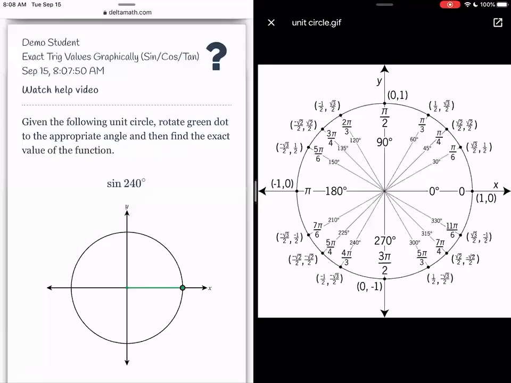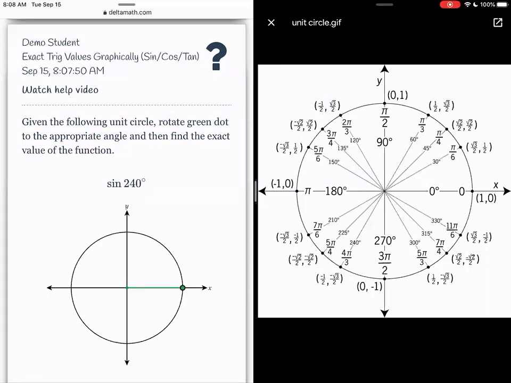All right, so we're finding exact trig values graphically for sine, cosine, and tangent. Hopefully this looks familiar to you because we have kind of done it before. So the first thing is, let's read the instructions. Given the following unit circle, rotate the green dot to the appropriate angle and then find the exact value of the function. So they tell us sine of 240 degrees.